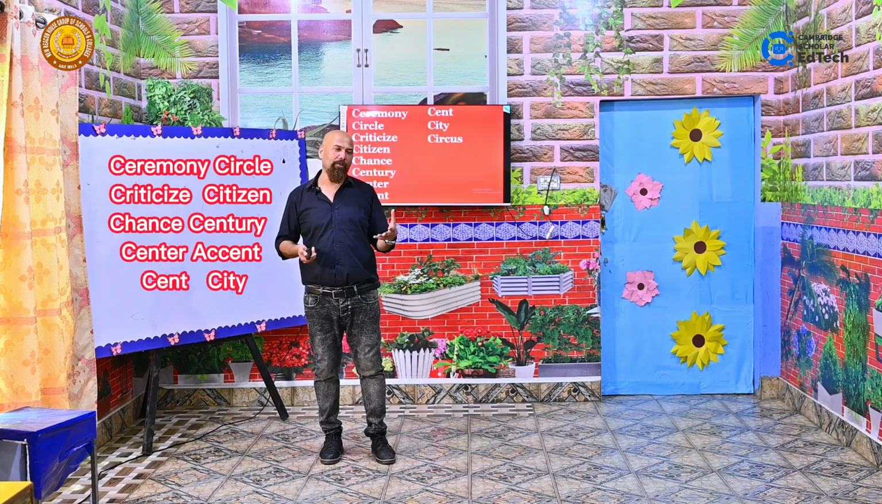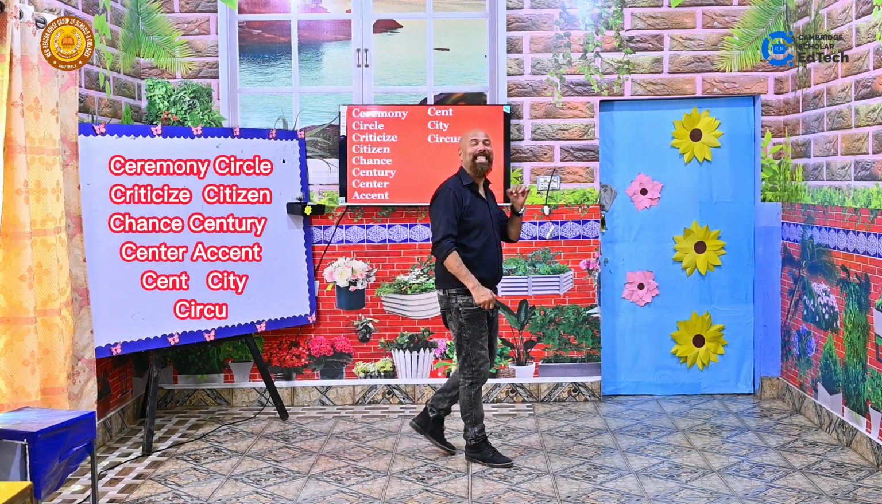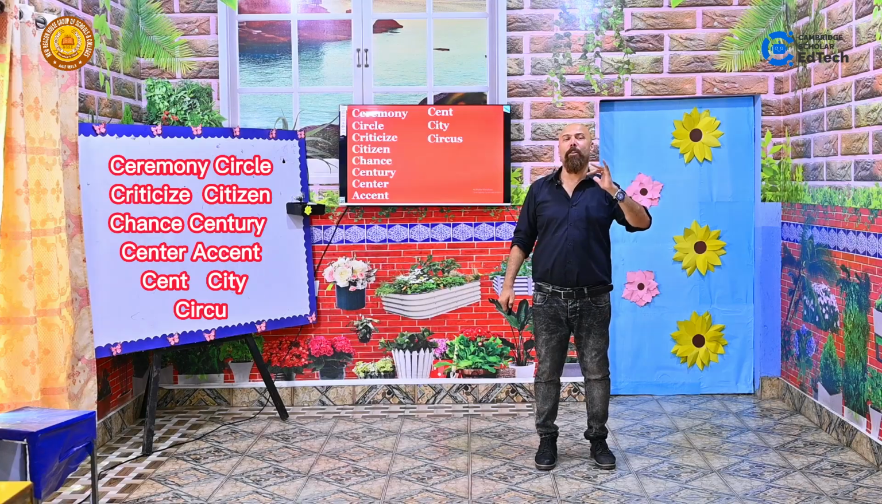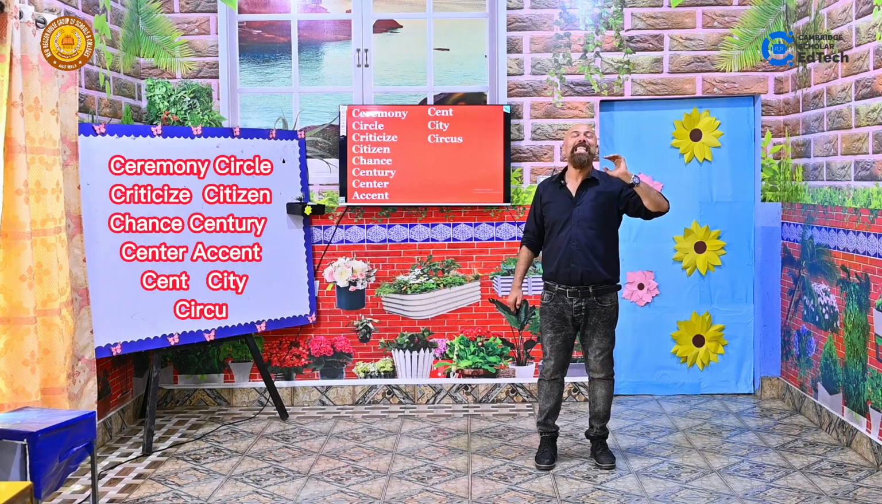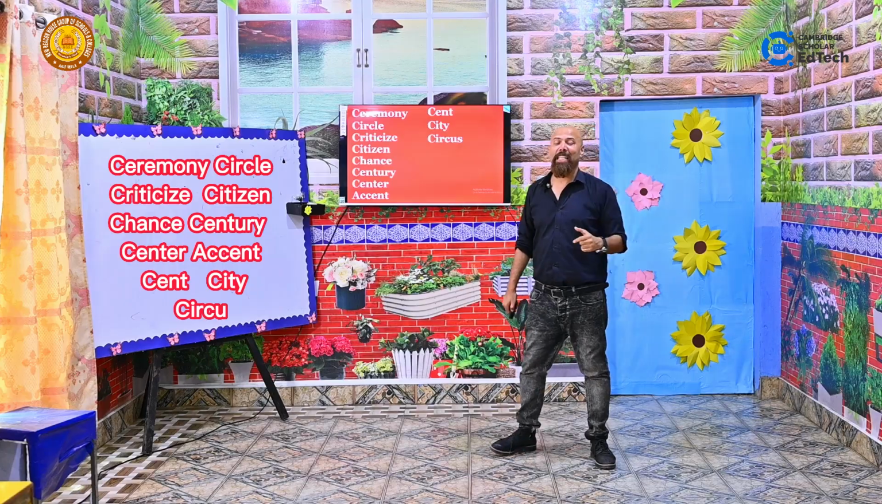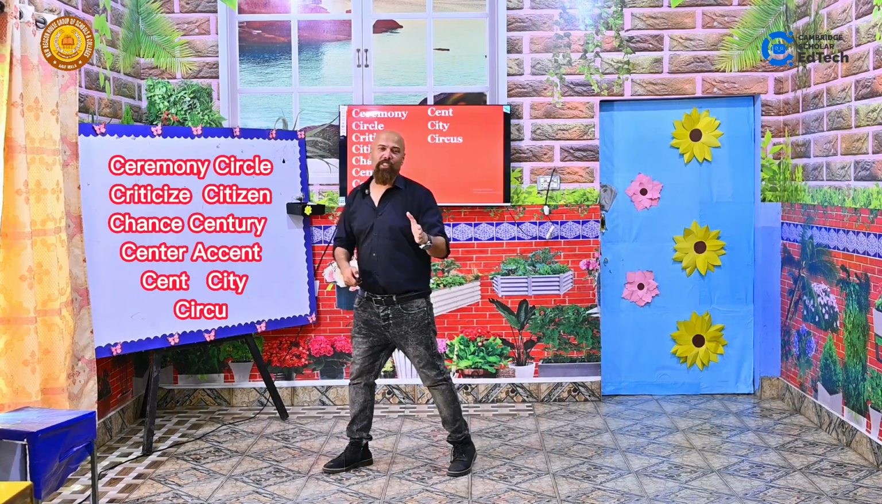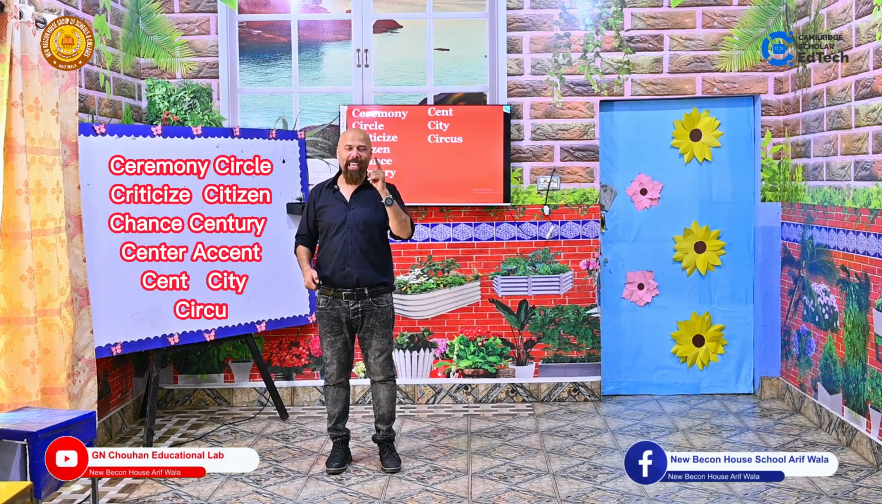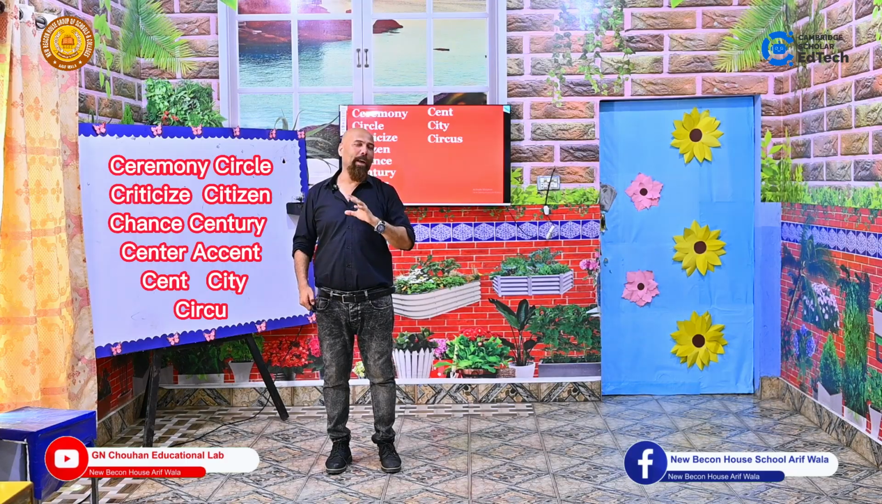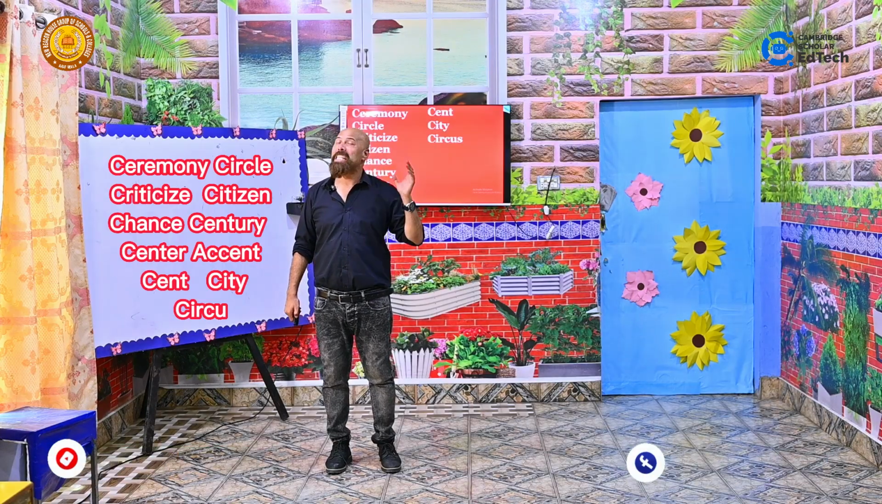We have to recognize and follow the rules. The first one is ceremony, right? After C there is an E, so the C is soft, as in ceremony. Next is circle. After C there is an I, okay? E, I, or Y, whenever they come after C, the C is soft.